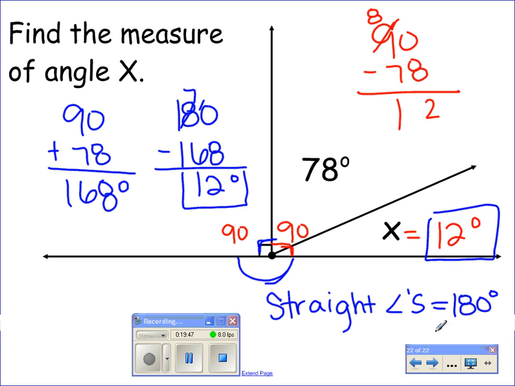That is our lesson for today. Your homework is the classifying and measuring angles and the D30 and D31. This is due on Monday.